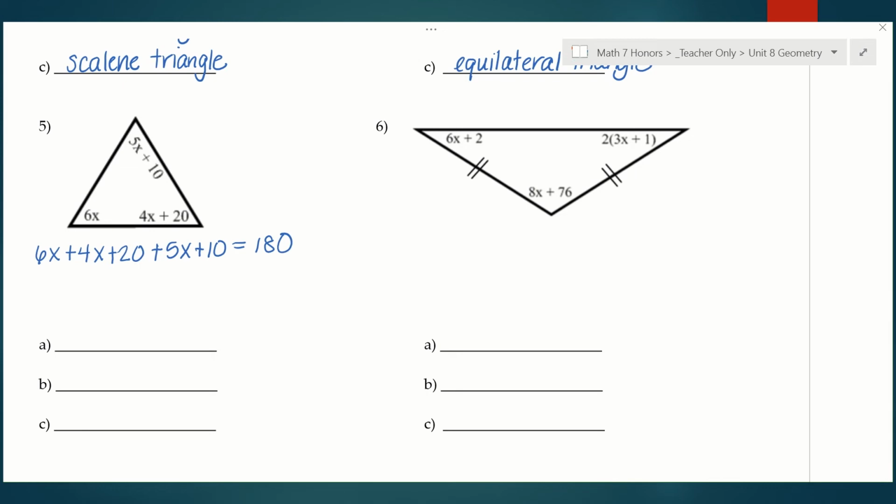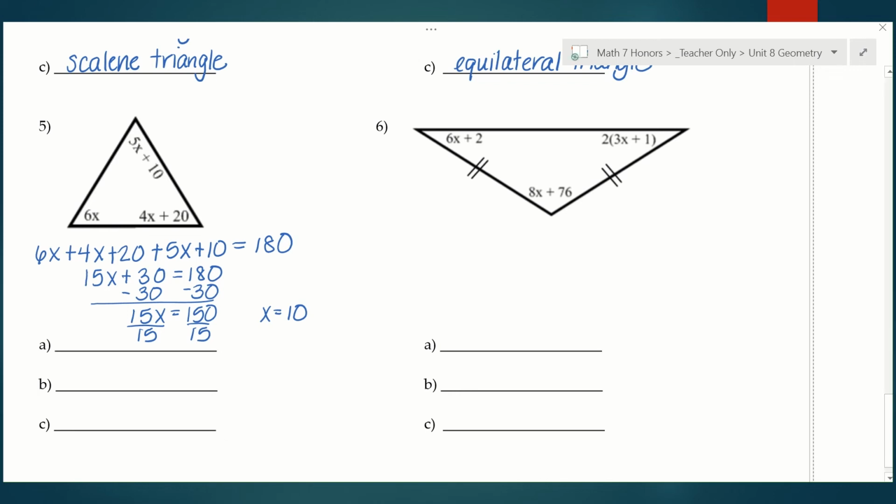So the first thing you should do is combine like terms, and when you do that, you're going to get 15x plus 30 equals 180, and then we can solve our equation from here by subtracting 30 and dividing by 15. Okay, so now that I know what x is, I can take that number and replace it into all of the x's in my angle measures.